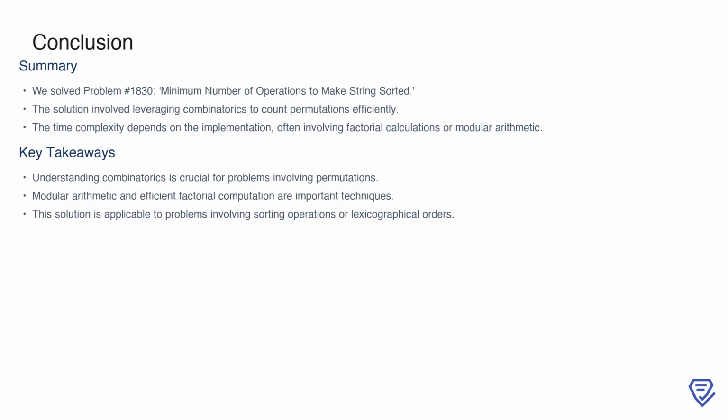Great job making it to the end. To summarize, we tackled problem number 1830 by using combinatorics to determine the number of operations needed to sort a string. This required understanding permutations, modular arithmetic, and optimization techniques. Remember these key takeaways as you approach similar problems in the future.